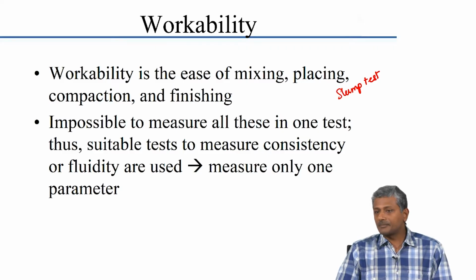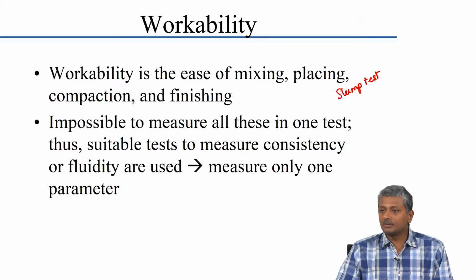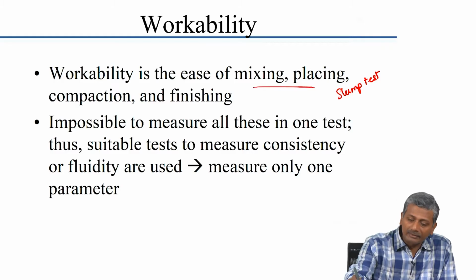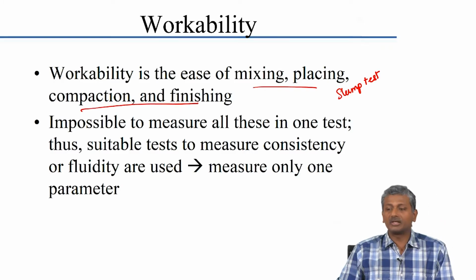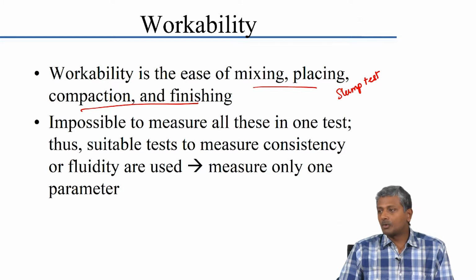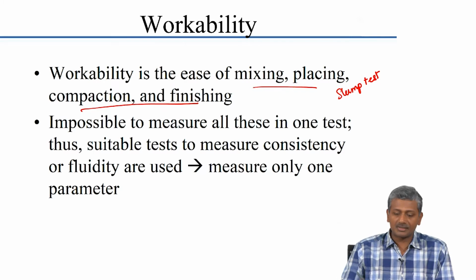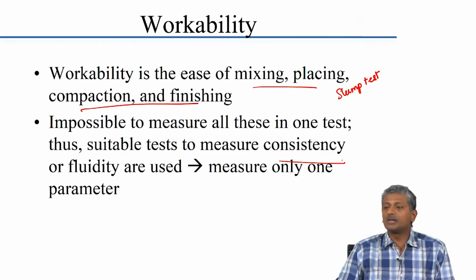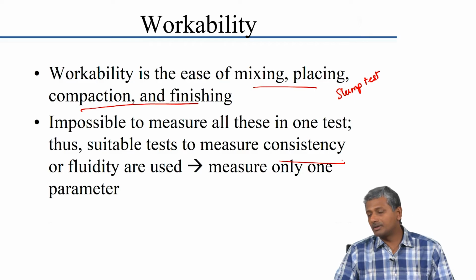Now, the slump test is a measure of the workability, but then it is definitely not going to indicate all these things: mixing, placing, compaction, finishing. All these things cannot be measured in just one test. What the slump test essentially gives you is a measure of the consistency, because it is only measuring one parameter, that is the overall slump of the concrete.